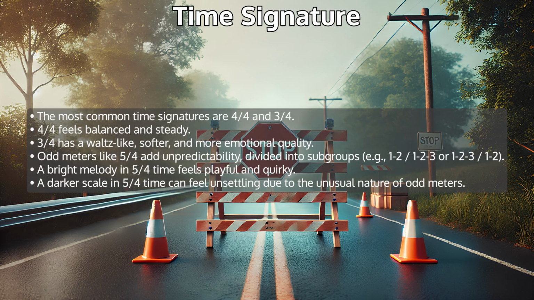The most common time signature is 4/4 time, but 3/4 is also frequently used. 4/4 feels balanced and steady, 3/4 has a waltz-like quality, often softer and more emotional. Odd meters, like 5/4 time, add unpredictability. To handle them, we usually divide the beats into subgroups: 1 2, 1 2 3 or 1 2 3, 1 2. A bright melody in 5/4 time can feel playful and quirky, while a darker scale in the same time signature can feel unsettling. This is because odd meters naturally sound unusual to us.